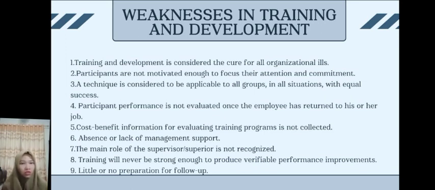5. Cost-benefit information for evaluating training program is not collected. And 6. Absence or lack of management support. 7. The main role of the supervisor or superior is not recognizing. And 8. Training will never be strong enough to produce variable performance improvement. And last, little or no preparation for follow.